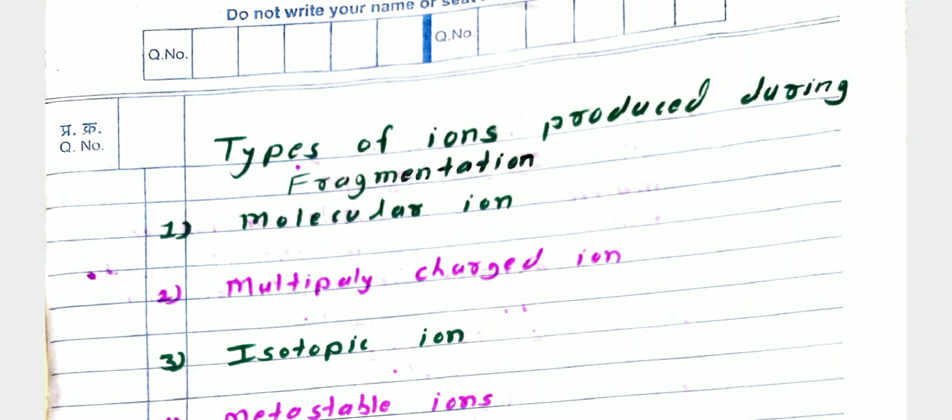Hello student, in the last video lecture we discussed the instrumentation of mass spectroscopy. You remember that the analyte is in the gaseous phase. When this gaseous phase analyte passes through the ionization chamber, it produces a number of ions. In today's lecture we are discussing the types of ions produced during fragmentation.